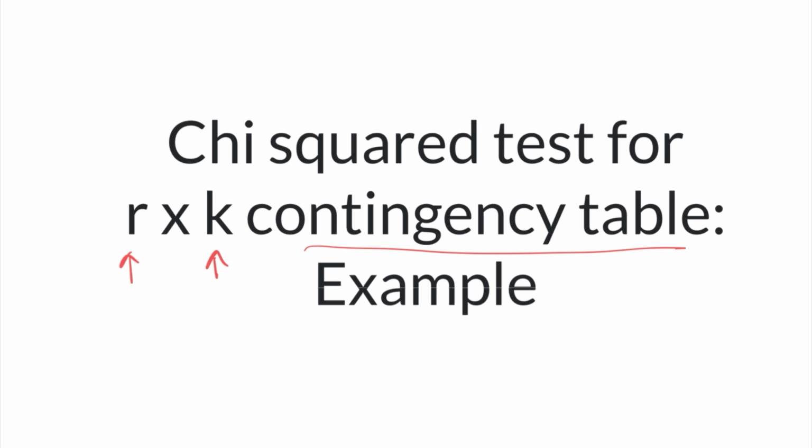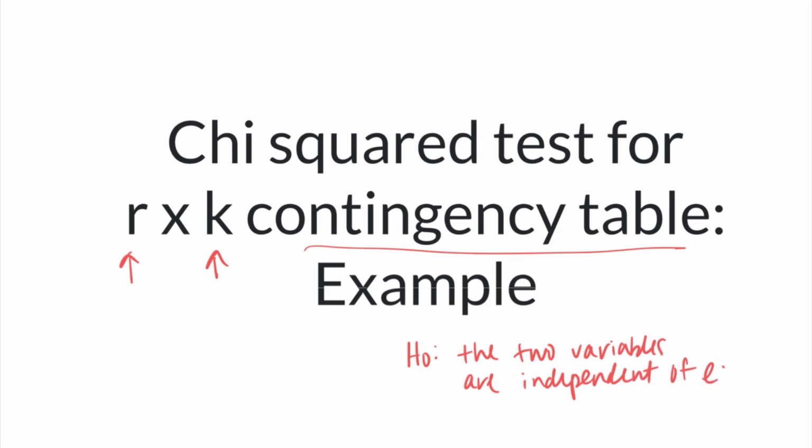The first thing to think about here is that the null hypothesis, when you've got an R by K contingency table for categorical variables, is the two variables are independent of each other. That is the null hypothesis, is that they are not associated with each other.